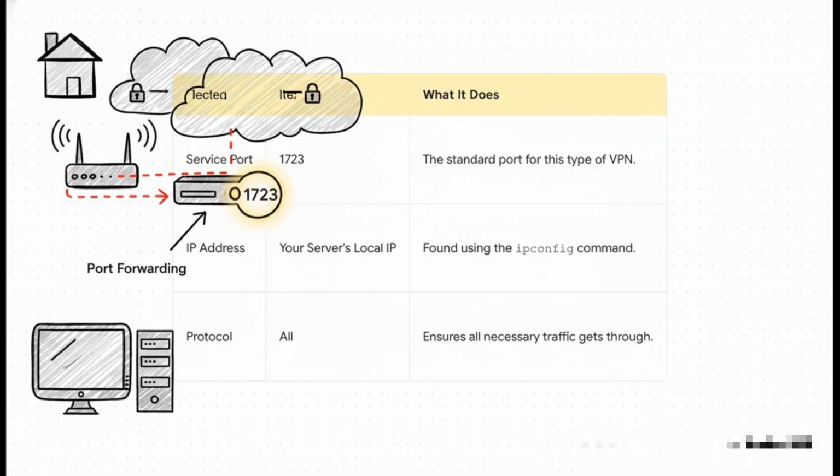You just log into your router settings and create a simple rule that says, hey, any traffic that arrives on port 1723, please forward it directly to my server's local IP address. This opens up a clear, direct path for your VPN to connect from anywhere on the planet.